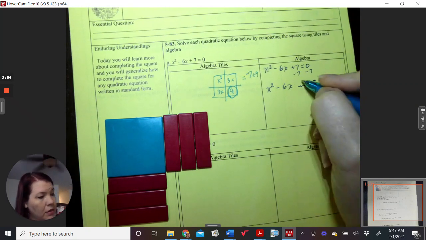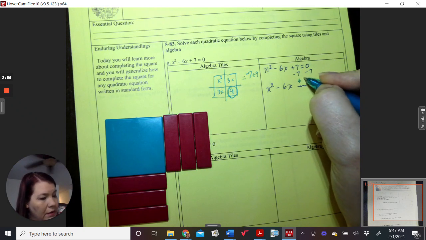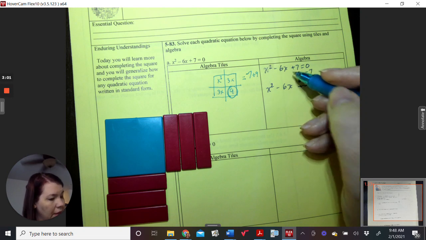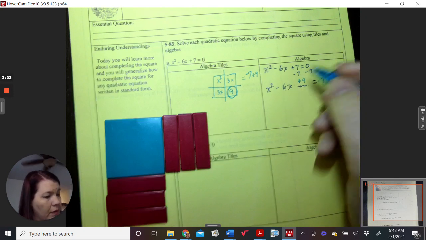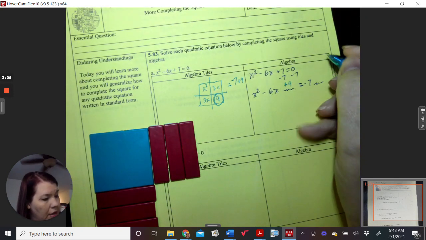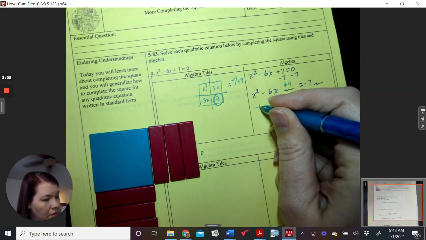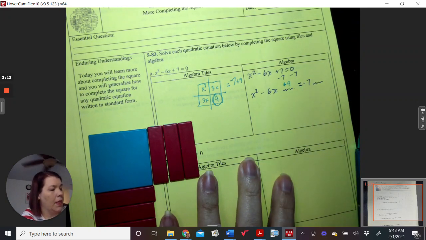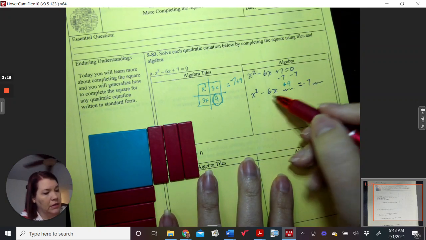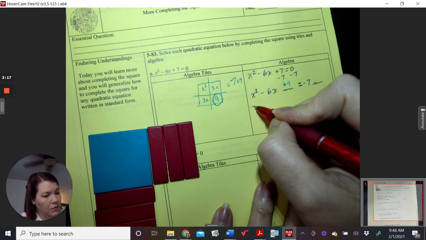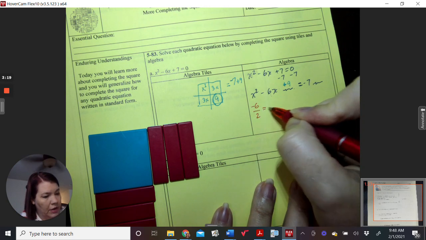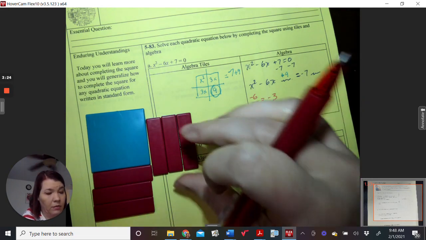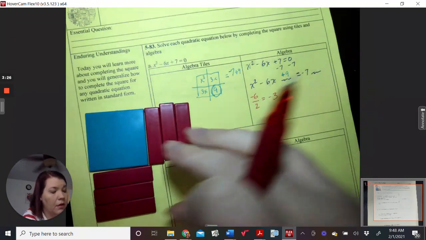Now let's talk about what we did algebraically. We've got our picture to help us, but what we did is we split this in half. We take this middle number and we split it in half. So we split 6 in half. Negative 6 divided by 2 gave me negative 3. Those are my numbers on the sides of my rectangle, because I split it in half.